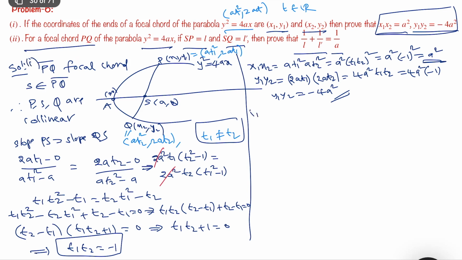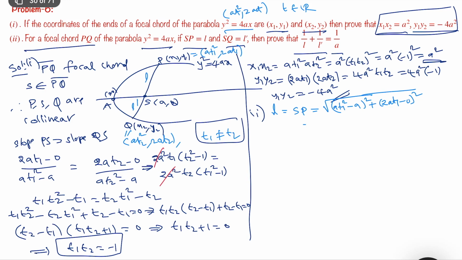Now let us do the second one. Here let us say SP equal to L and SQ equal to L dash. So what is L here? L is SP, distance from a comma 0 to a t1 square, 2a t1. That's going to be under root a t1 square minus a whole square plus 2a t1 minus 0 whole square.